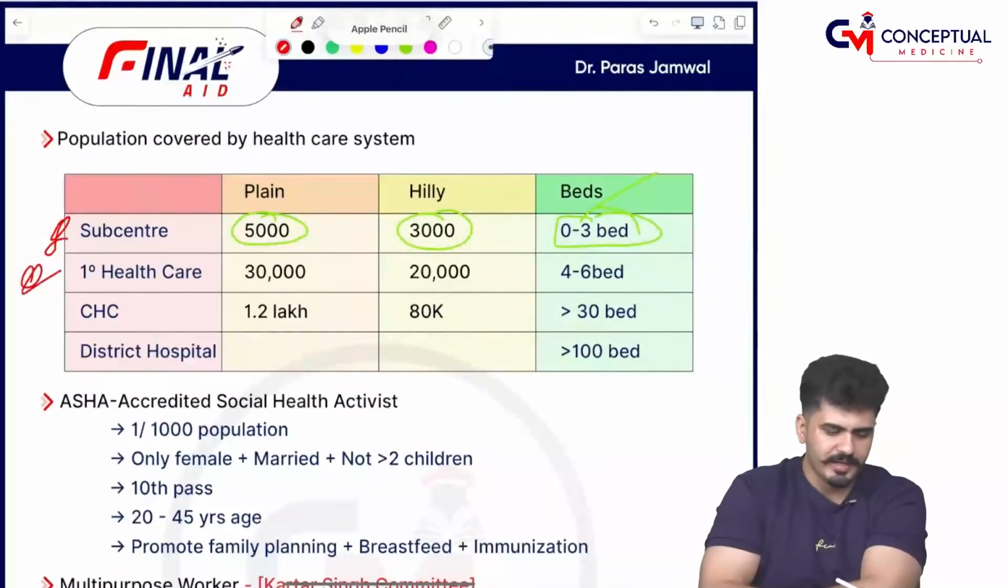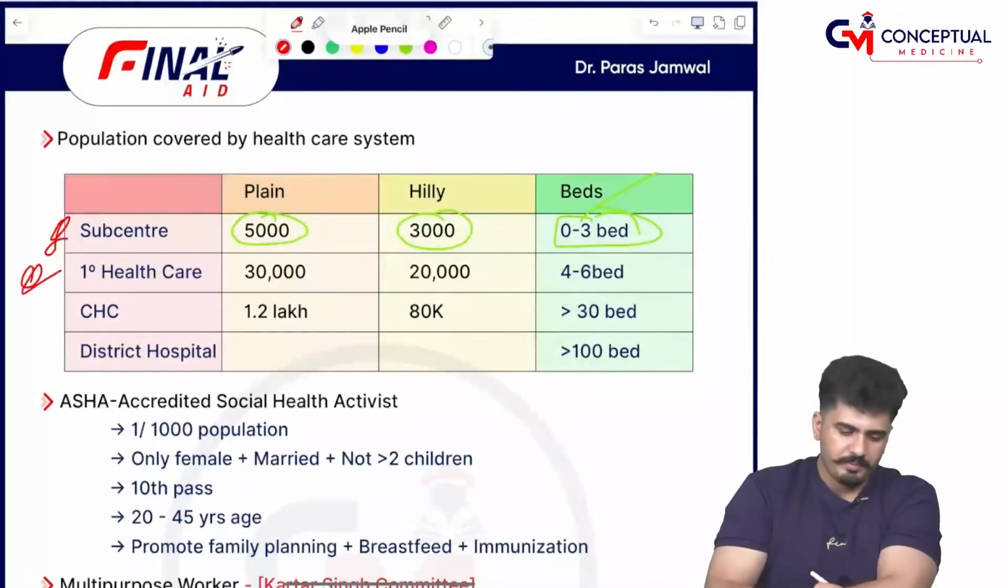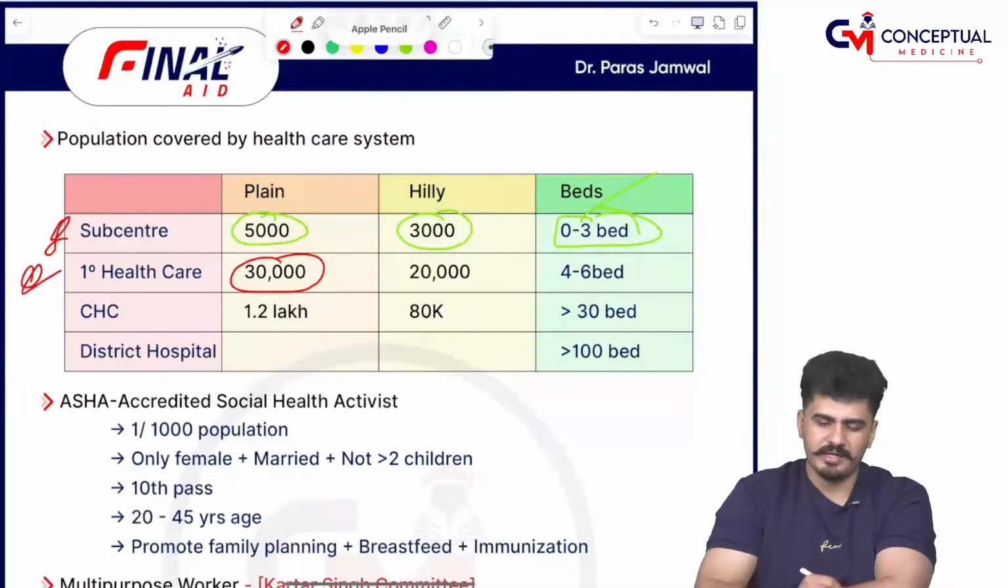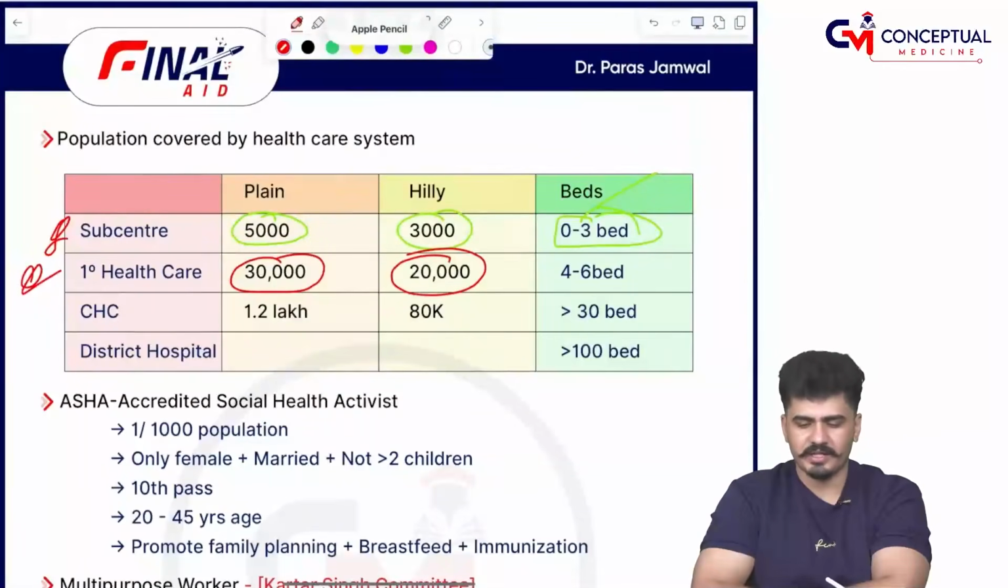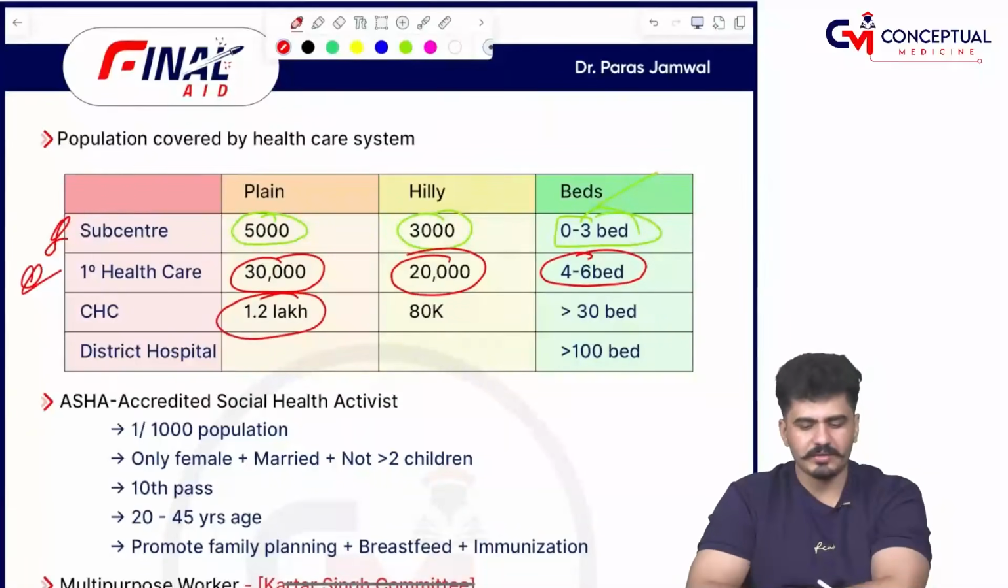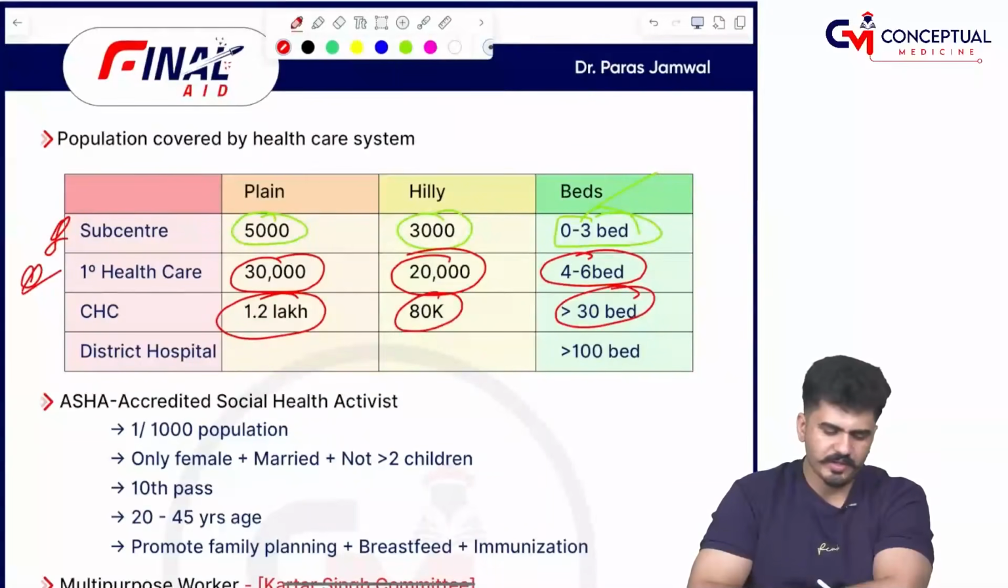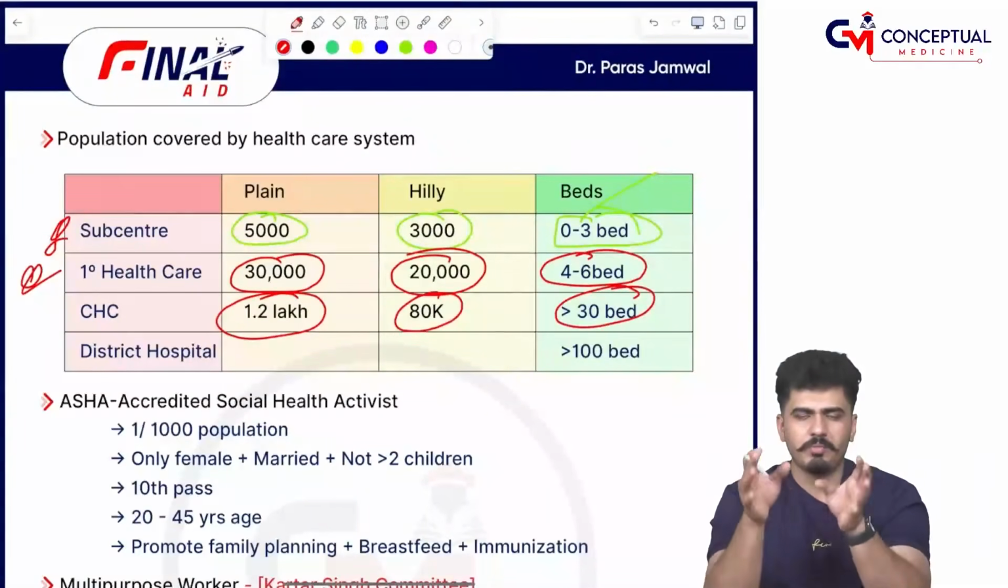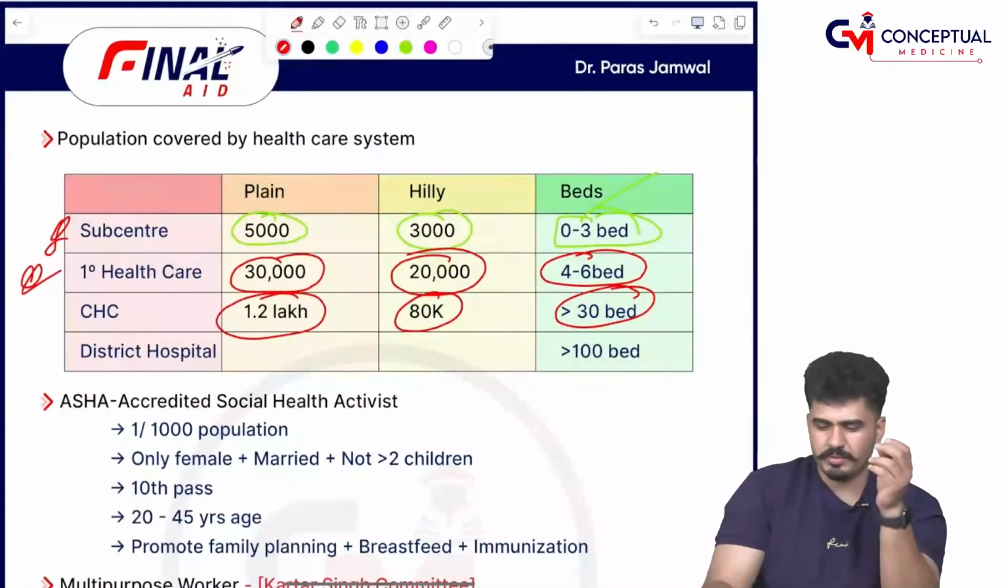Then coming to the primary healthcare system, PHC, primary healthcare center: in the plain area it covers 30,000 and in the hilly area 20,000 population, and the bed cover is 4 to 6 beds. CHC, community health center: in the plain area 1,20,000, hilly areas 80,000, and beds are more than 30. In the district hospital, there is no population norm, but the beds are more than 100.